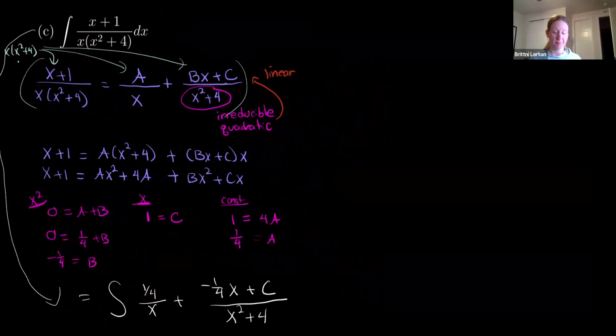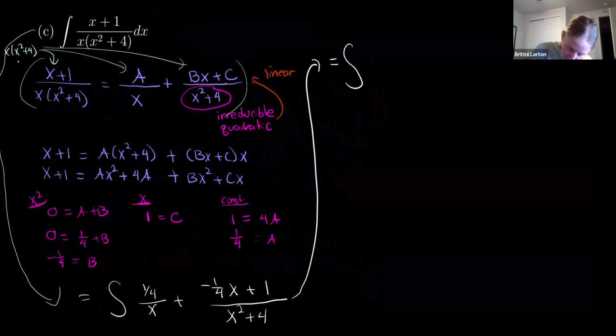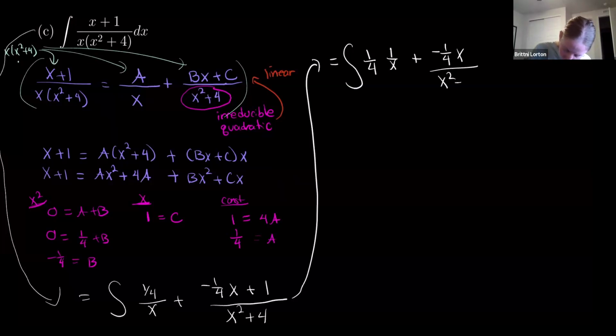Definitely a little trickier. I'm going to rewrite this. Now my c in this example was 1. I'm going to rewrite this over here on the right so I have more space. That's the integral of 1/4 times 1 over x plus, I'm going to break up the fraction, negative 1/4 x over x squared plus 4, and then plus 1 over x squared plus 4.